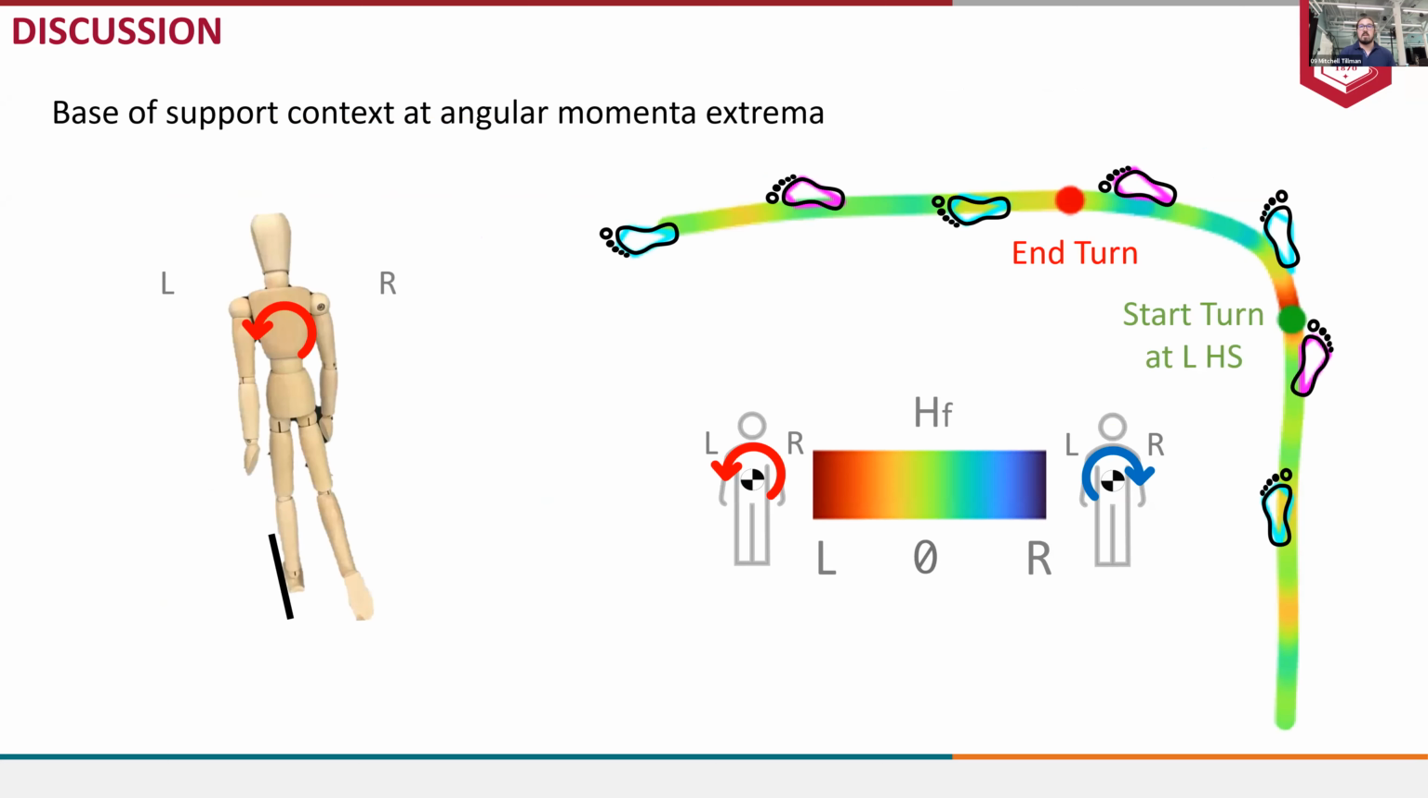We're also investigating the relationship of the base of support context at times of angular momenta extrema. During turns, the frontal plane angular momenta increases to rotate the body above the center of mass into the turn, resulting in a leftward rotation over the left foot. In this example trial, the frontal plane angular momenta is displayed as the color of the center of mass trajectory. As the turn begins at the green dot, the frontal plane angular momenta is large and to the left, even while the center of mass remains to the left of the left foot.